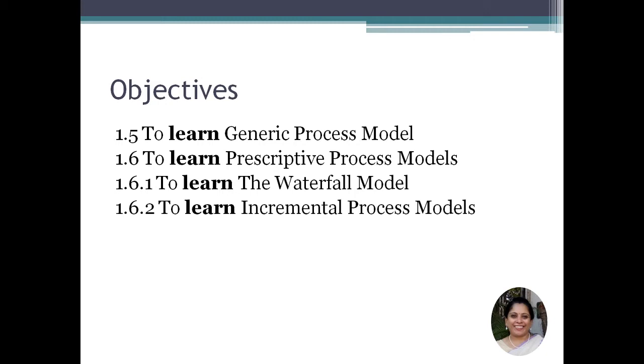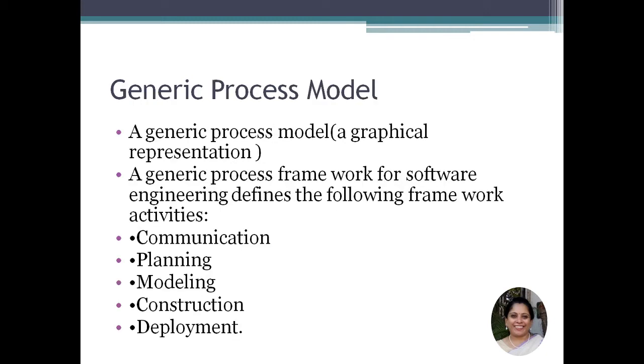So to begin with, what is the generic process model? A generic process model is nothing but a graphical representation of the process or the model which you are going to make for the client or the user. So we try to represent it graphically, how the implementation is going to be, how the code is going to be written, how the interface should be, and how the testing is going to be done. So it is a representation made graphically.